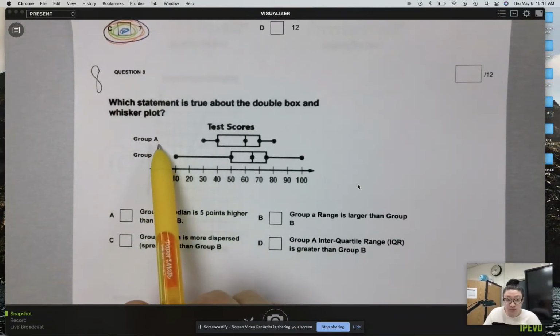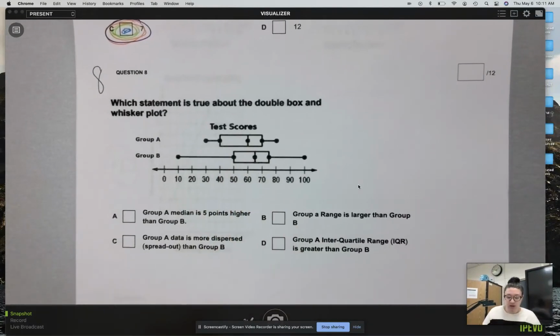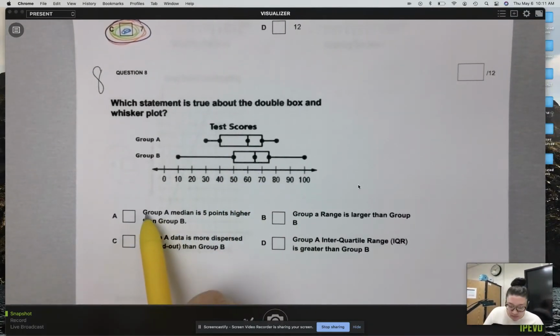So I have two groups, A and B, and we're comparing their test scores. So let's go through and read.